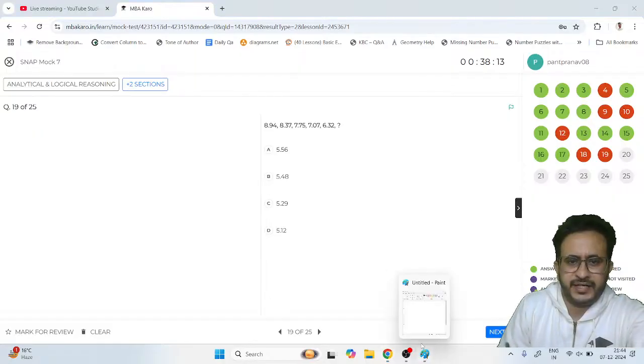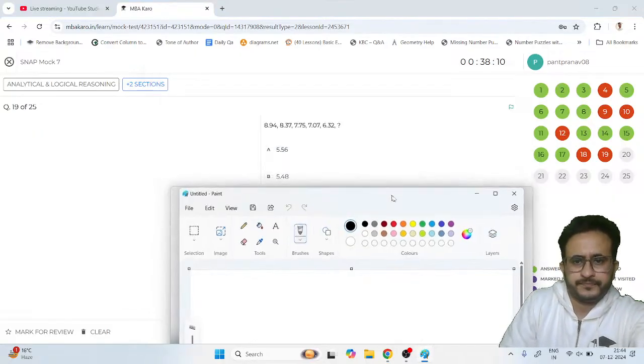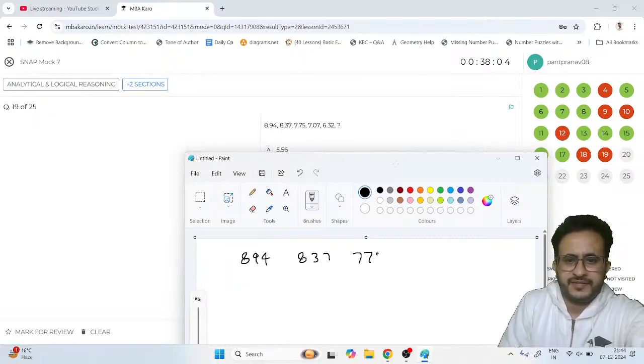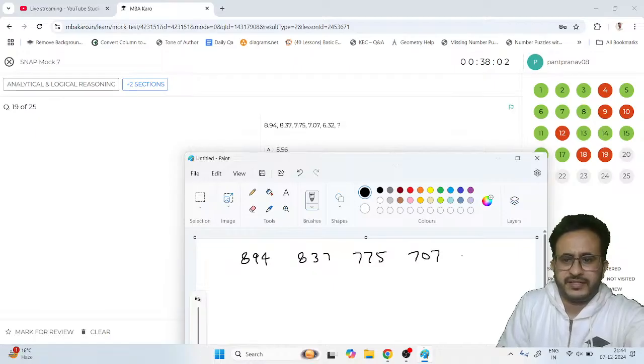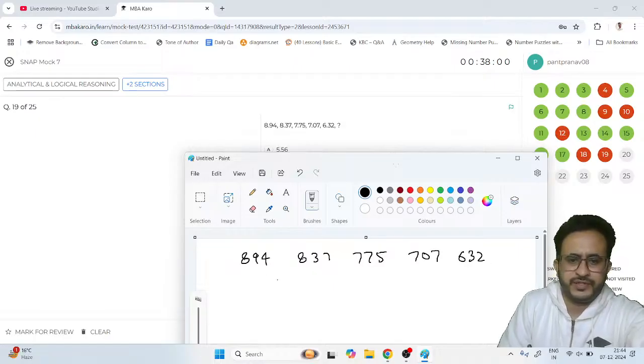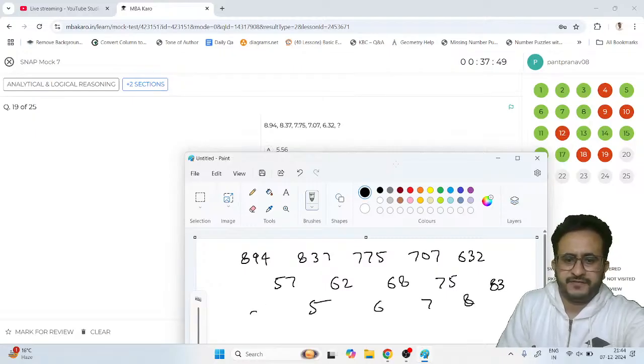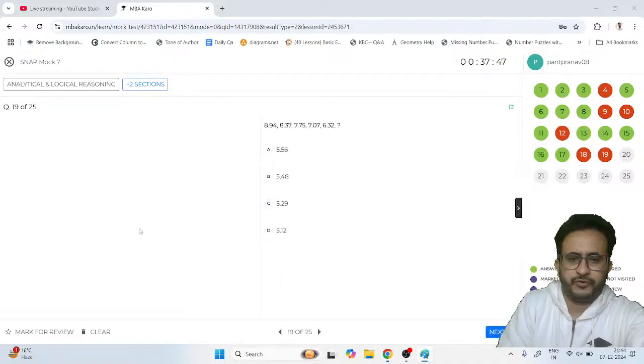This is 894. So let's see the numbers 894, 837, 775, 707, 632, and the last number. So it is 57, 62, 68, then it is 75. So it is increasing by 5, 6, 7, 8. That will be 83. 83 is 549. So 549 will be the, no, 83, right.